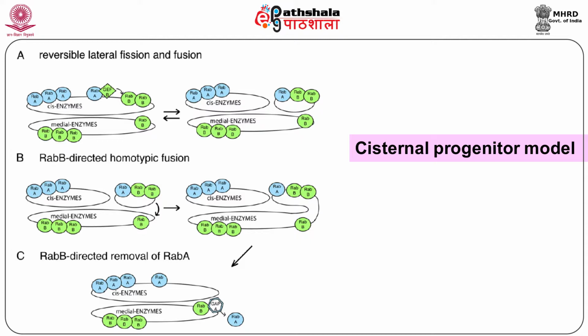The model proposes that different compartments or cisternae are stable in Golgi, but they are able to generate next type of cisternae through fusion of similar cisternae and fission of Golgi cisternae. Both fusion and fission processes are controlled by Rab family GTPases present in Golgi.